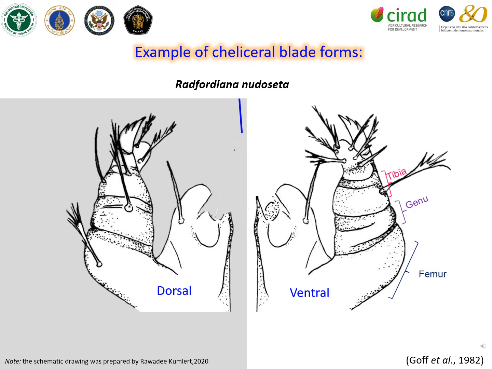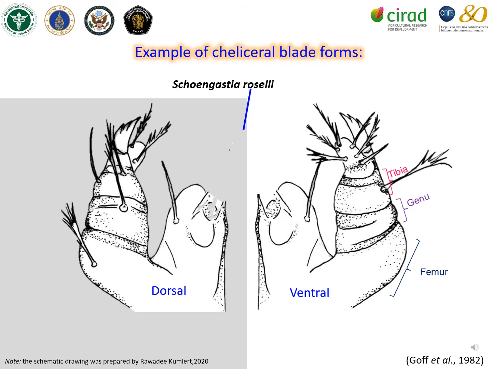These chelicerae blades have distinctive characteristics in different species. In Radfordiana nudosita, as shown in this slide, the chelicerae blade is long and slender with 1 ventral and 8 to 11 dorsal teeth. In Schoengastia roselli, the chelicerae blade has 1 ventral and 13 to 15 recurved dorsal teeth.